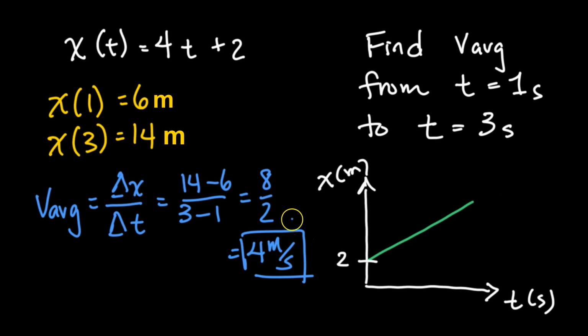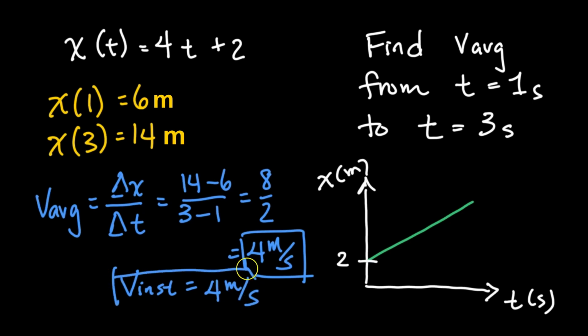So picking any 2 points will give you the slope of this line, and because it is a straight line, we have the same slope anywhere along this line. So not only is 4 meters per second our average velocity, but it's also our instantaneous velocity.